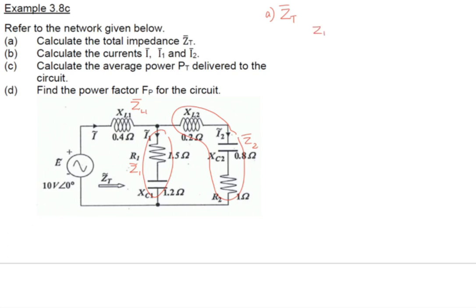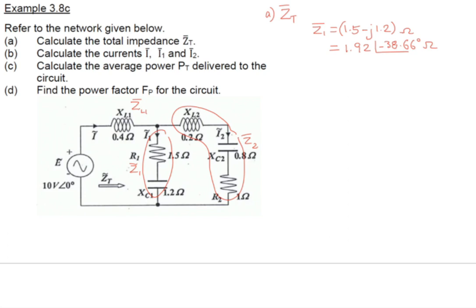Z1 is equal to the resistive component 1.5 ohm and minus j1.2 because it's a capacitor. That's the rectangular form in ohms. Or in polar form, it's 1.92 angle minus 38.66 degrees ohms.